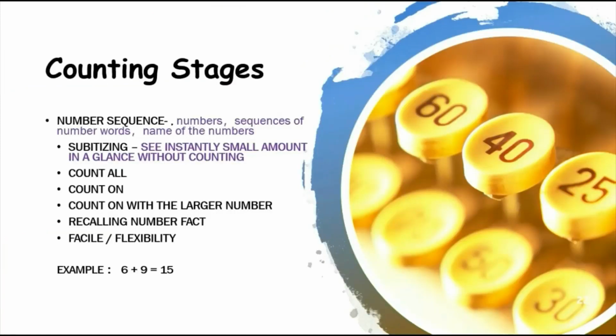It's about the pre-number skills that I mentioned before: the number sequence and subitizing. Then we will move to count all, starting from 1, and then count on, starting from a given number. After that is count on with the larger number. After that is reckoning the number facts. And the last step is flexibility.